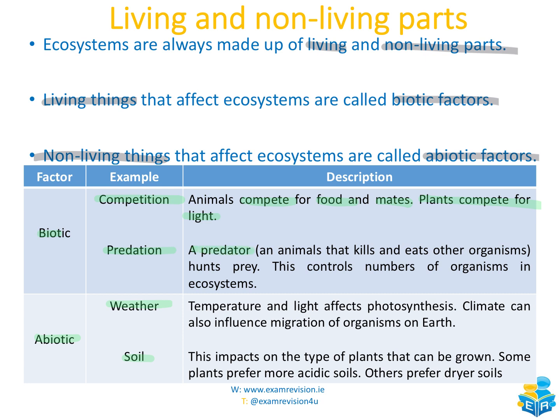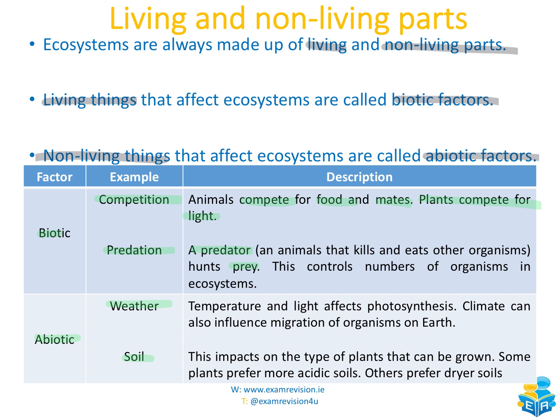Predation is where a predator, an animal that kills and eats another organism, hunts its prey. This is going to control the number of organisms that might be in an ecosystem. But again, this is a living factor that affects the ecosystem, so it's a biotic factor. That was predation. Now, some non-living factors that affect the ecosystem.